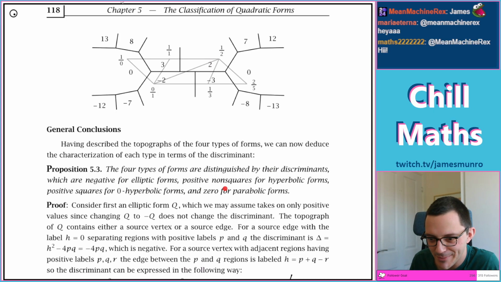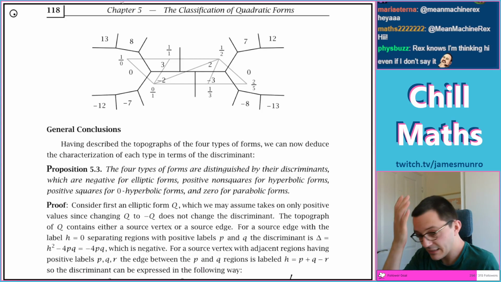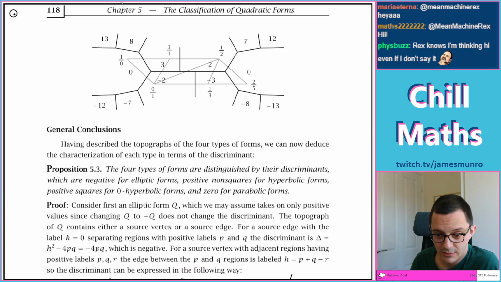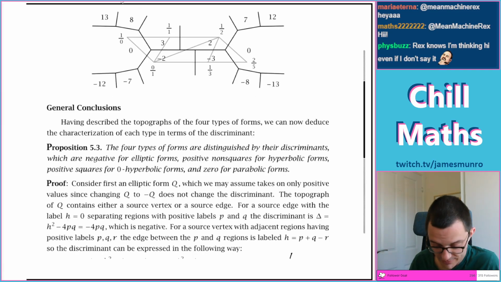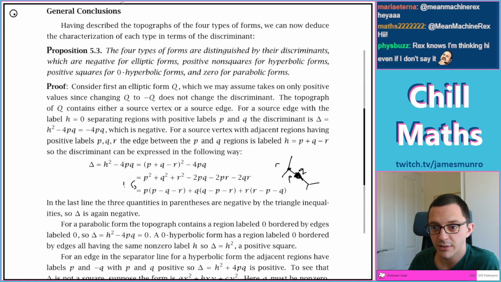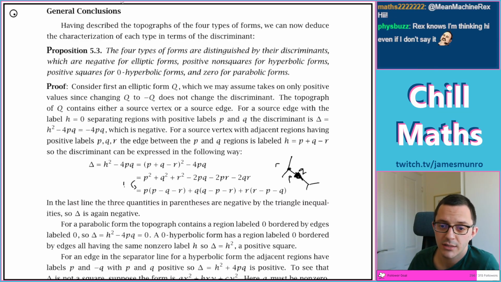Positive non-squares for hyperbolic forms. Positive squares for zero hyperbolic forms. And 0 for parabolic forms. Okay, right, that's kind of what I wanted. But roughly, you can distinguish between them based on your discriminant. So as soon as you see it's negative 12, you're supposed to say, aha, that's negative. We're talking about an elliptic form.